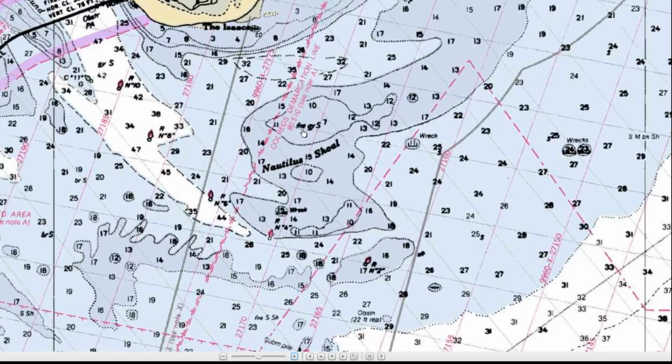And it's asking us what the bottom type is. So we're trying to read the bottom type off of the chart. And right above the Nautilus Shoals, I see what looks like FNEGY. So if we're not familiar with what that abbreviation is, where do we find that information? We find that in chart 1. So let's take a look at chart 1.